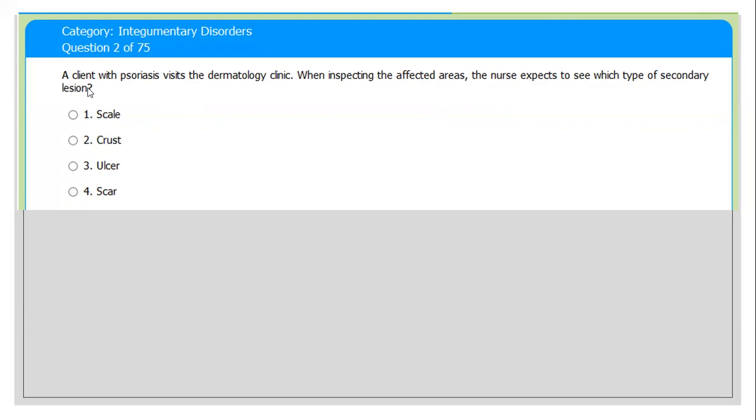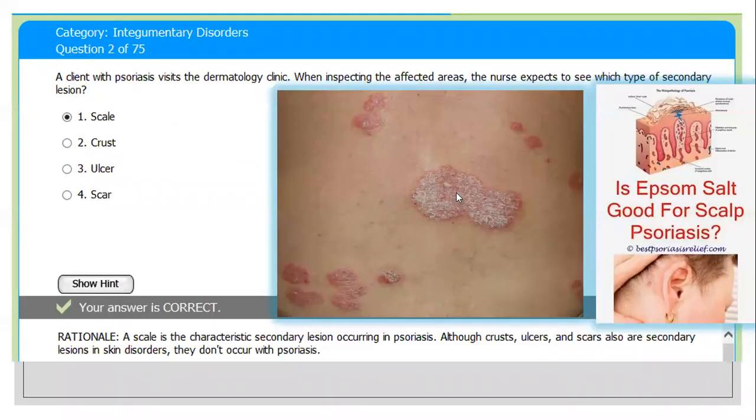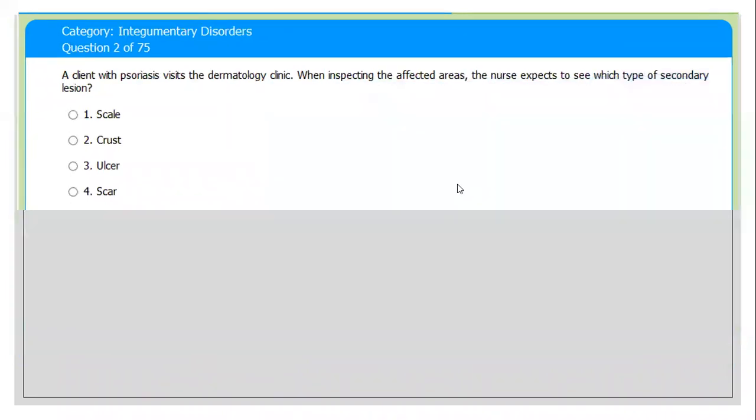So the examiner is asking a question about psoriasis. This is the keyword. Psoriasis is a chronic skin disease which results in scaly lesions, like this, the scaly. So the examiner is asking which lesion the nurse expects to see on inspection of the affected area.